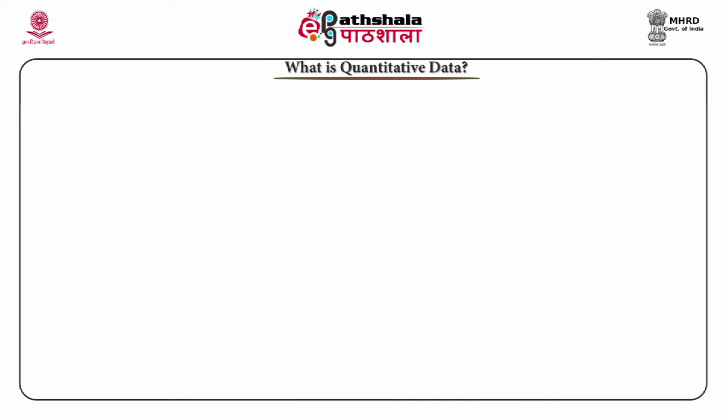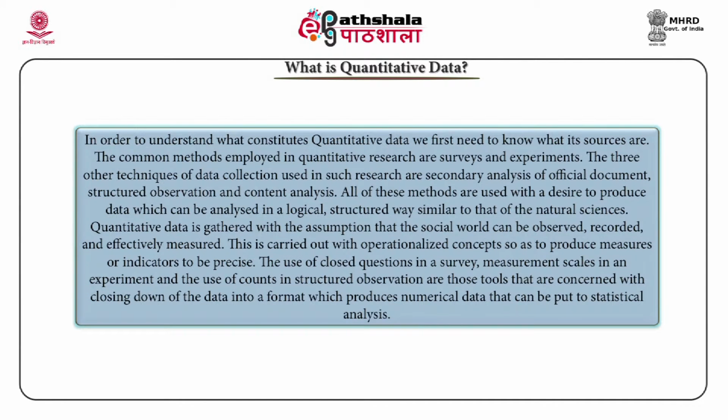What is quantitative data? In order to understand what constitutes quantitative data, we first need to know what its sources are. The common methods employed in quantitative research are surveys and experiments. The three other techniques of data collection used in such research are secondary analysis of official document, structured observation and content analysis. All of these methods are used with a desire to produce data which can be analyzed in a logical structured way similar to that of natural sciences.